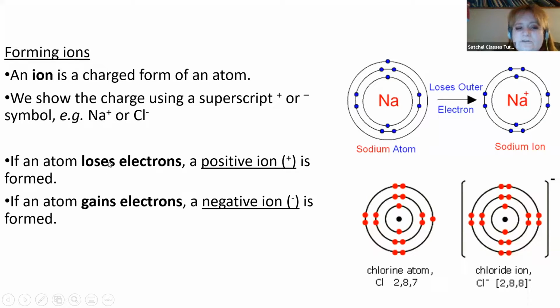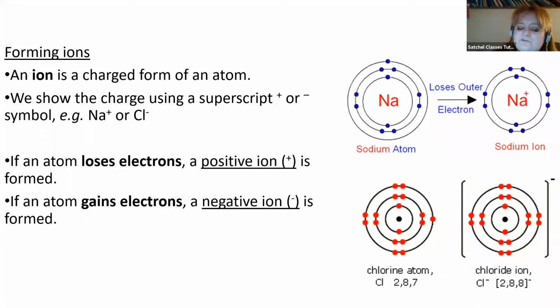So if an atom loses electrons, a positive ion is formed. Electrons themselves are negative. This is in another video about atomic structure, so if you've forgotten, you can go back and watch that. But atoms are neutral because protons are positive, electrons are negative, and they have equal numbers of each. For example, the sodium atom has 11 protons and 11 electrons.